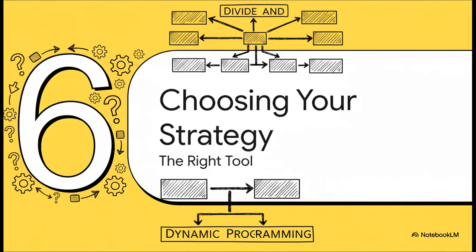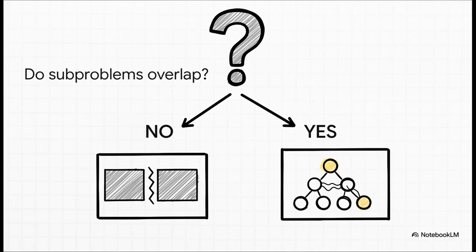Okay, so we've got all these amazing options. How in the world do you choose? Well, like with most things in programming, it always comes down to the structure of the problem you're trying to solve. It's about picking the right tool for the right job. The choice really just boils down to one simple question. Do the subproblems overlap? If the answer is a clear no, if the pieces are totally independent, like in famous sorting algorithms like merge sort or quick sort, then divide and conquer is your best friend. But if the answer is yes, if you keep seeing the same subproblems popping up again and again, like in Fibonacci or the famous knapsack problem, then you absolutely need the smart memory of dynamic programming.